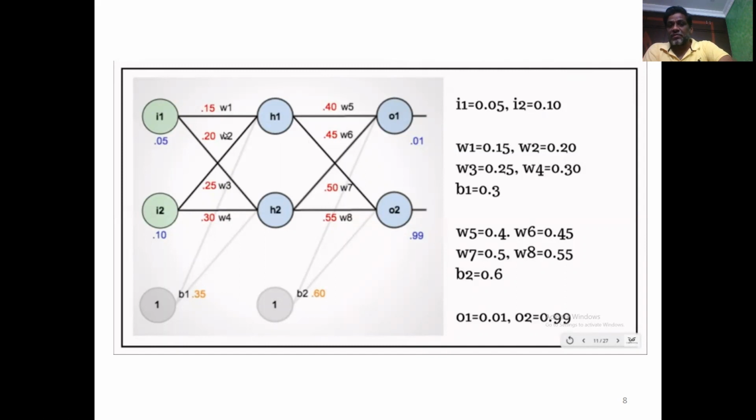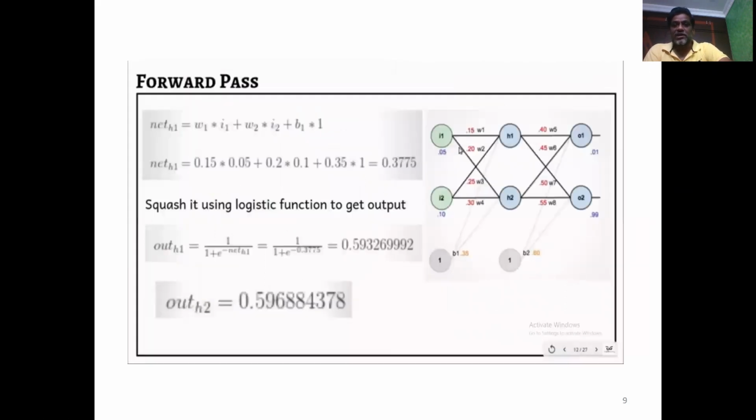The backward pass updates all the weights connected to the neural network. Okay, let us see each pass now. We begin with the forward pass, the first step. In forward pass, what we do is we try to calculate the output of O1 and output of O2.